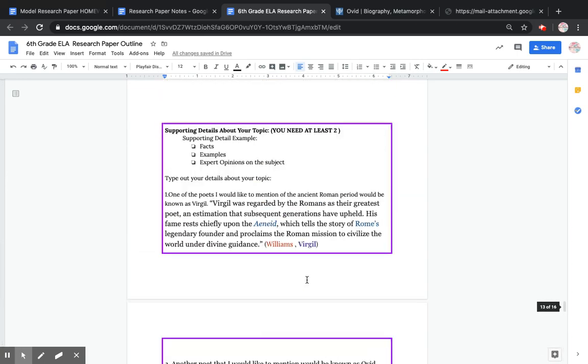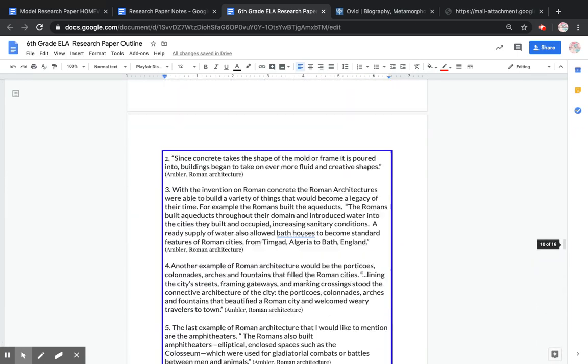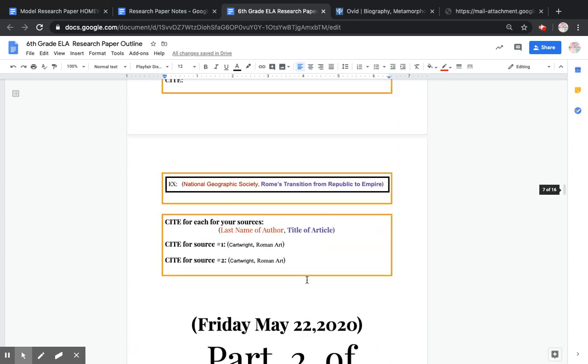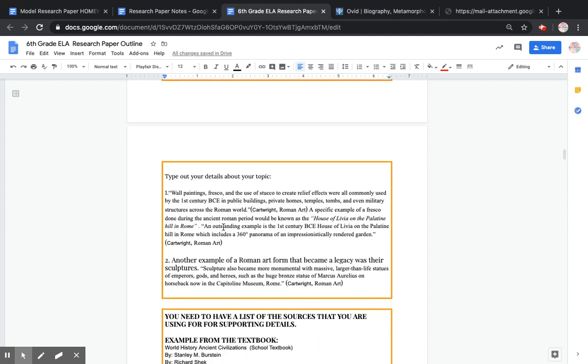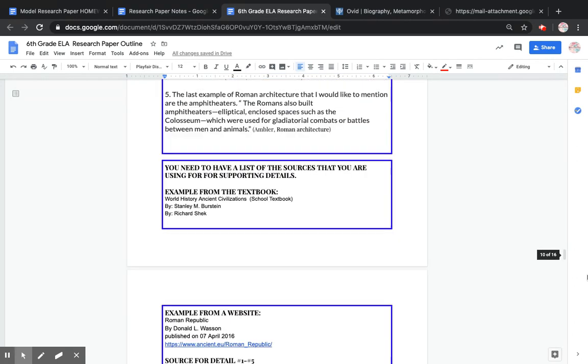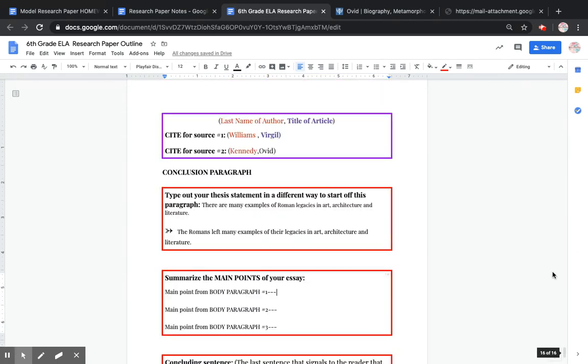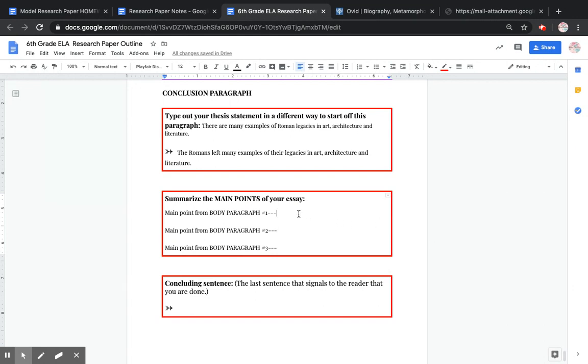So I'm going to go back up to my first body paragraph, and that is in the orange boxes. I'm going to go up here and just read what I talked about. I talked about frescoes and what they are, and the sculptures. So I would simply go down to my main points. The main point from my body paragraph was that there are two specific examples of Roman legacies.